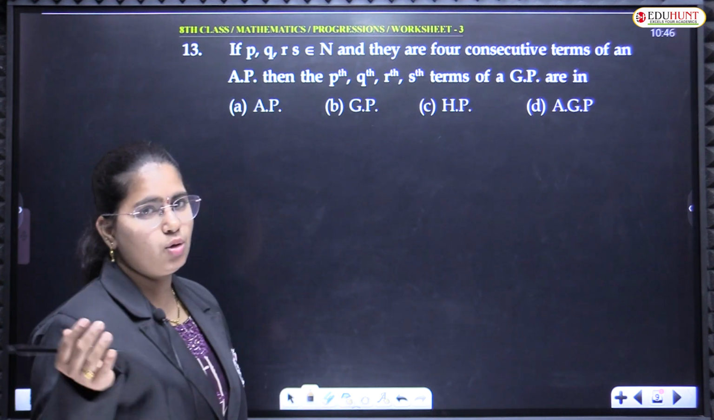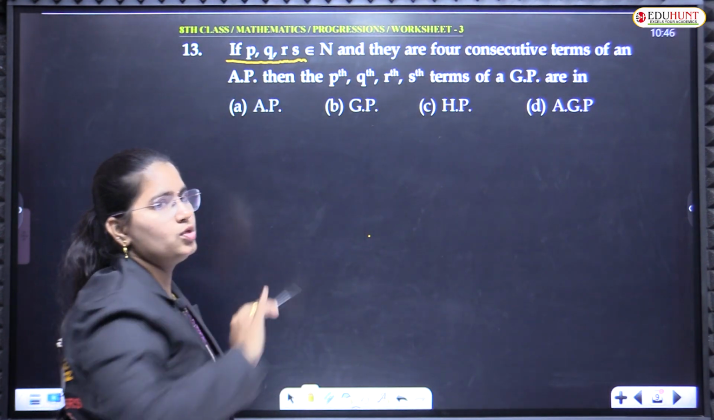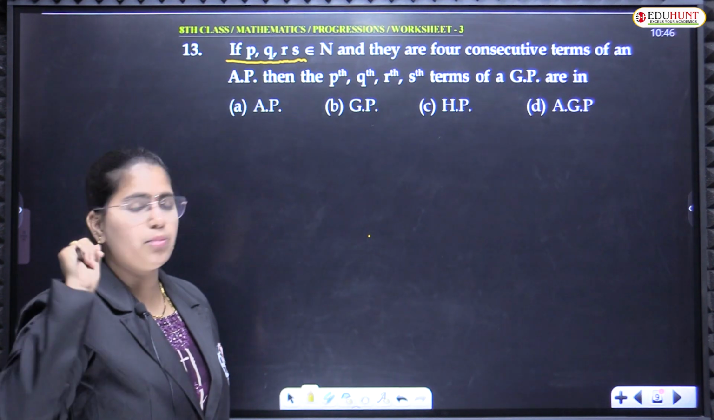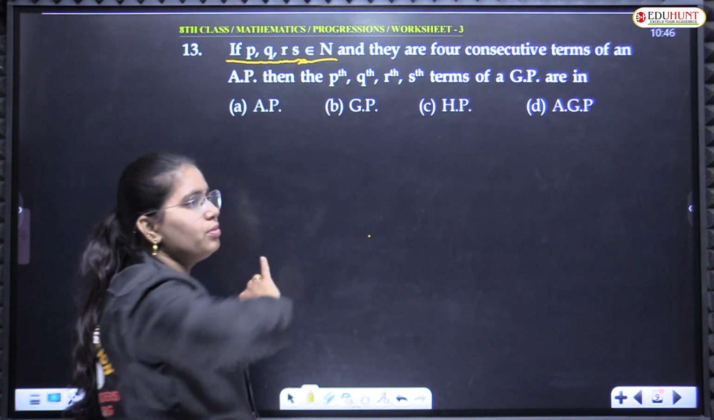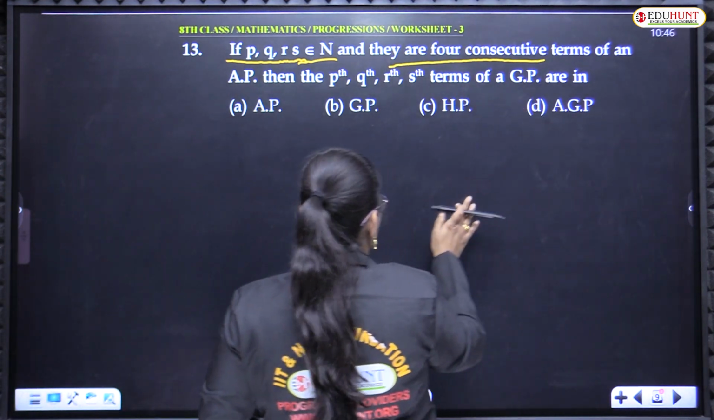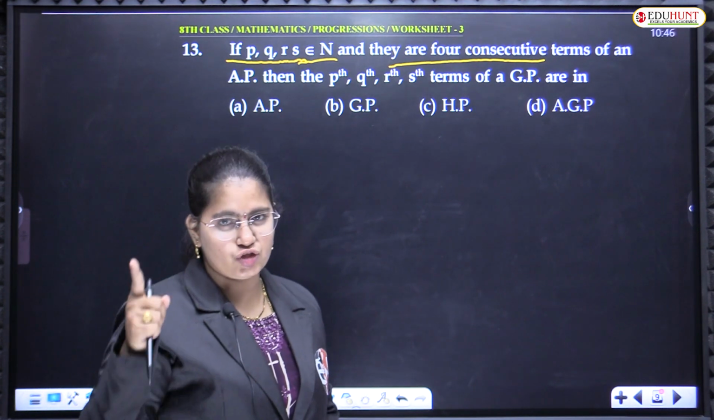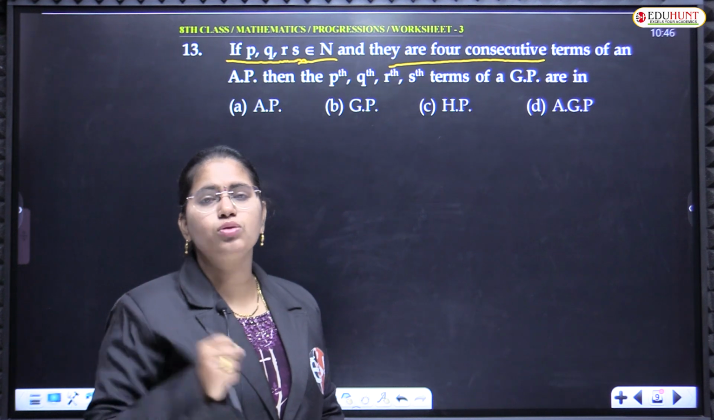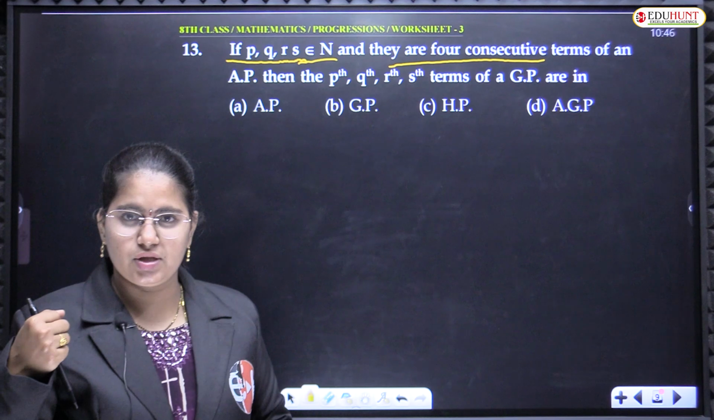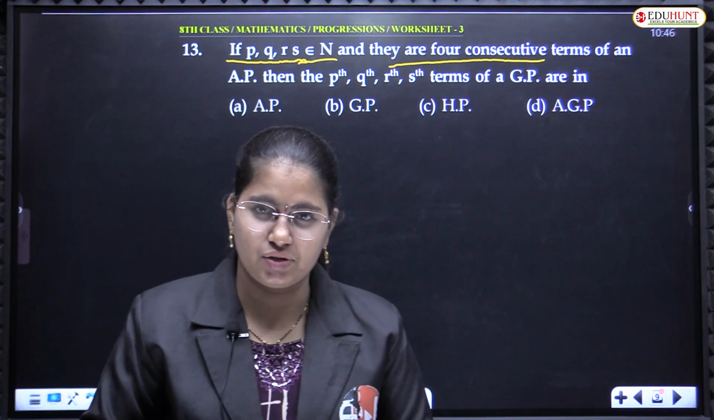So what is the question? Read along with me. If P, Q, R, S are 4 numbers belonging to the set of natural numbers, and they are 4 consecutive terms. Given that P, Q, R, S are natural numbers, they have also given the information that these are consecutive natural numbers, meaning continuous natural numbers. But you cannot say what those 4 natural numbers are.